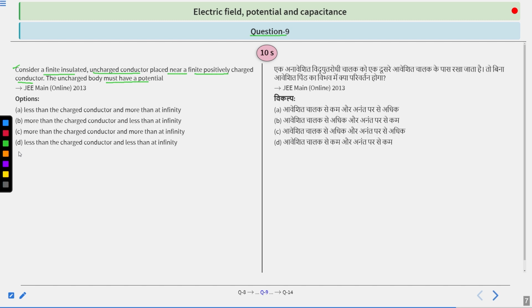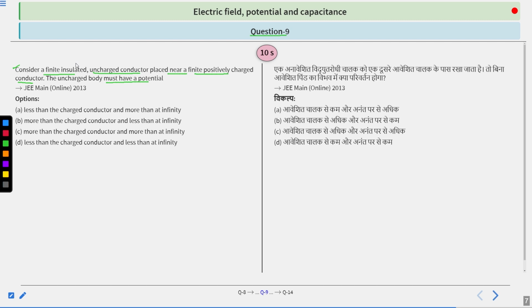Given options, option A is less than the charged conductor and more than at infinity. Option B is more than the charged conductor and less than at infinity. Option C, more than the charged conductor and more than infinity. Option D, less than the charged conductor and less than infinity. So which option is correct?